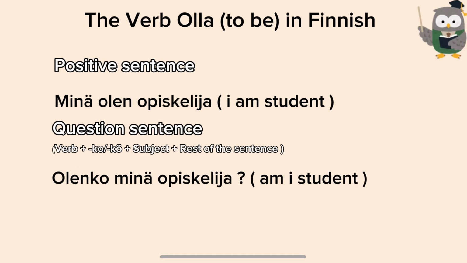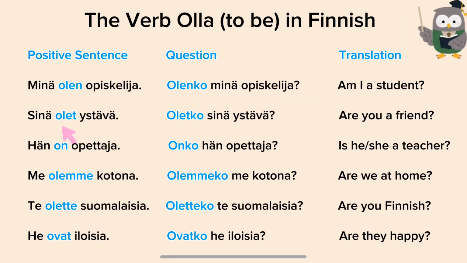Am I a student? The next sentence is Sinä olet ystävä. You are a friend. To turn it into a question, move olet before sinä and add ko to the verb. So, oletko sinä ystävä? Are you a friend? Here's another one. Hän on opettaja. He or she is a teacher. For this, add onko before the subject hän. It becomes onko hän opettaja? Is he or she a teacher?